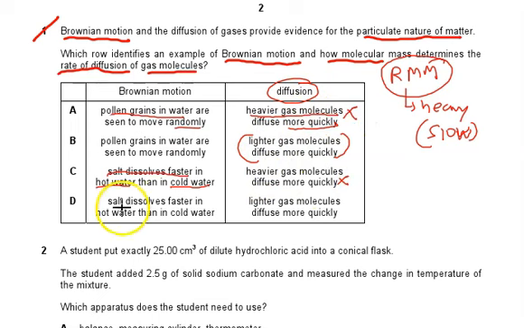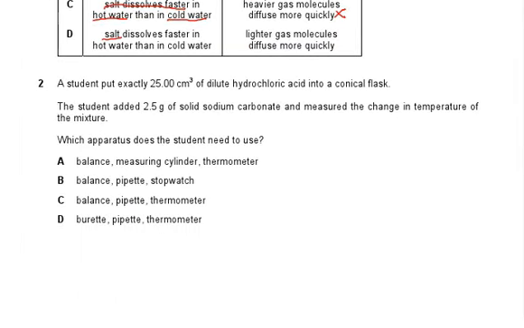And for the particle nature of matter, they want evidence. The best evidence here will be pollen grains, because pollen grains can be seen in a microscope. However, for salt we have a very hard time seeing the molecule movements. Alright, so B is the best answer over here. Okay, now let us go to the second question.